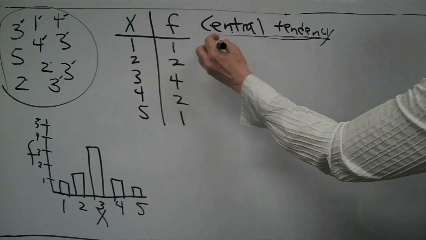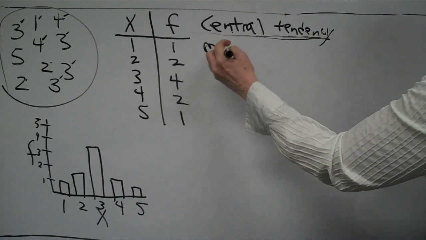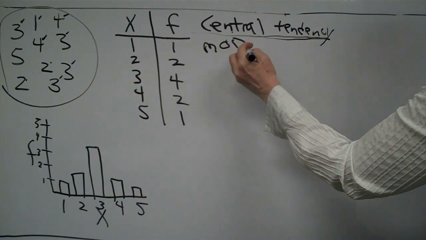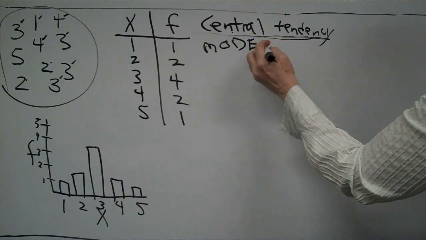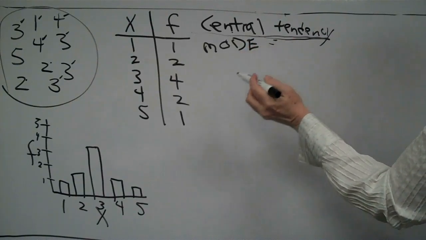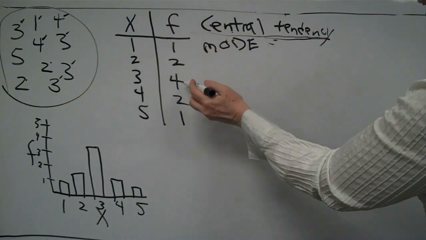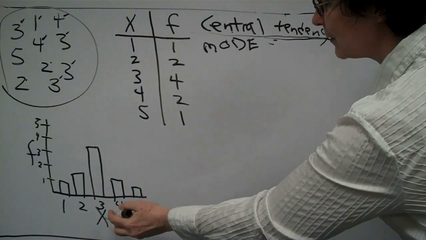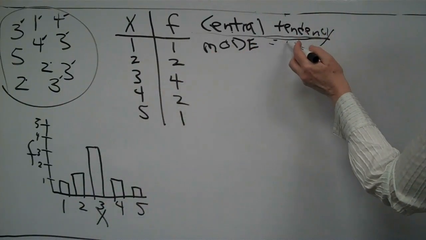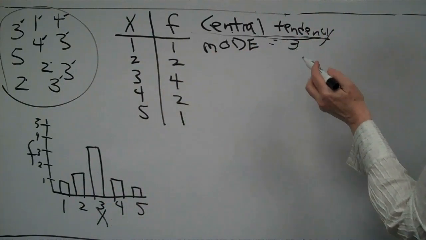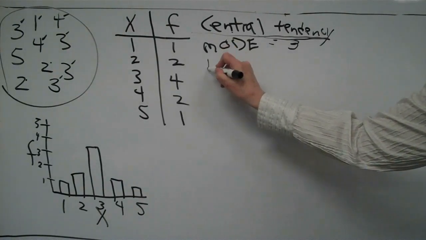The easiest is the mode. The mode is the most frequent. We can see from either the frequency table or from the frequency histogram that 3 is the most frequent score. That's the mode.